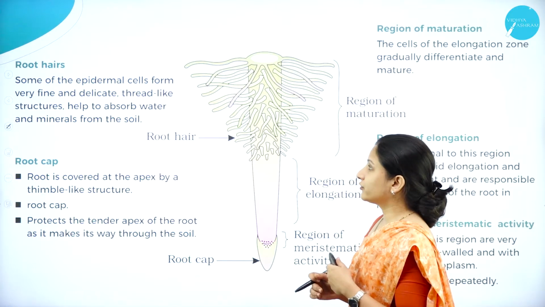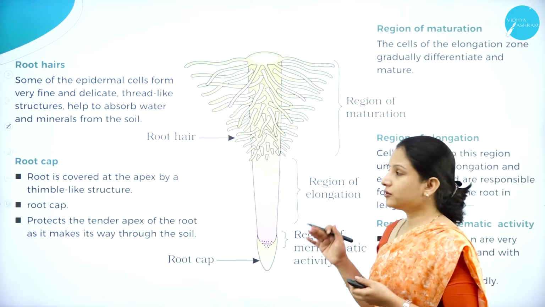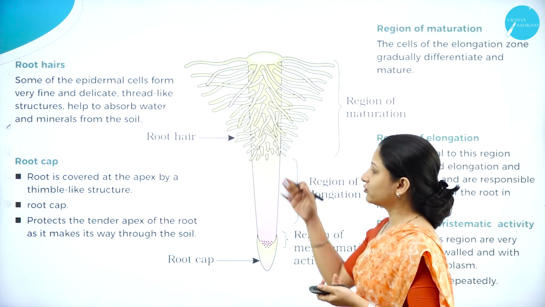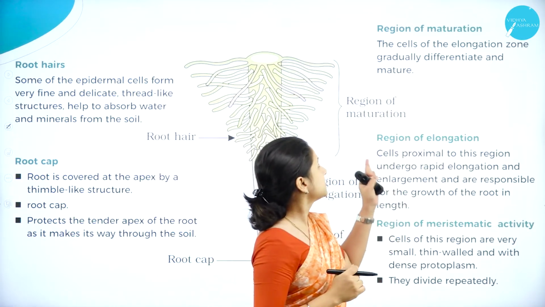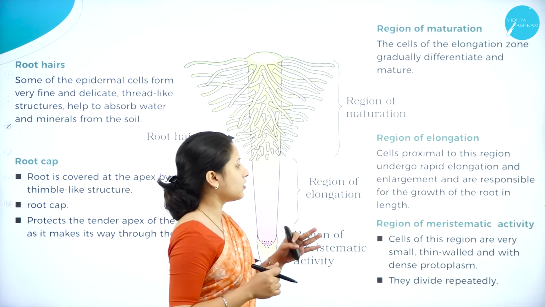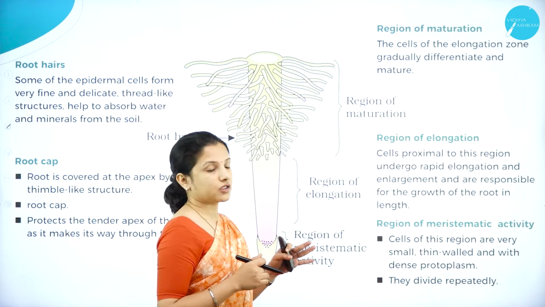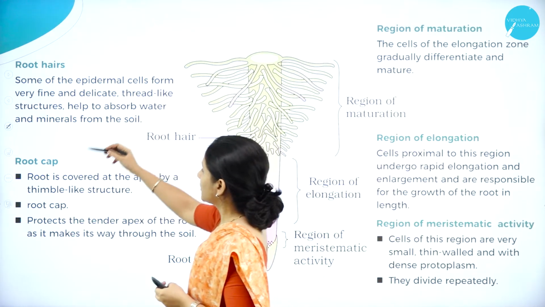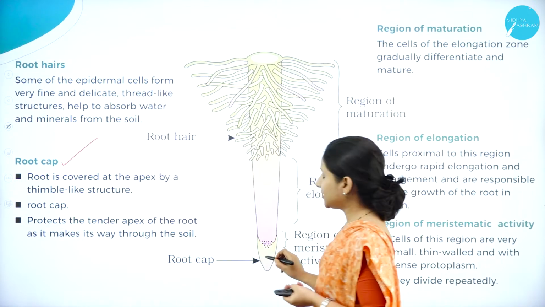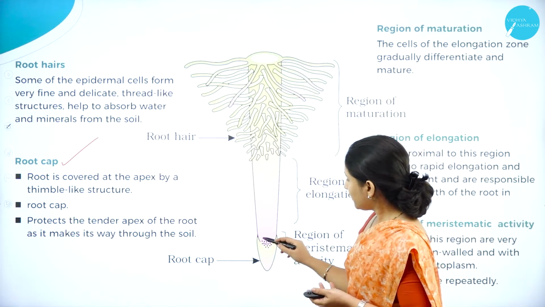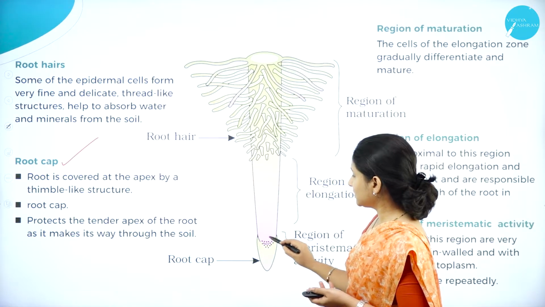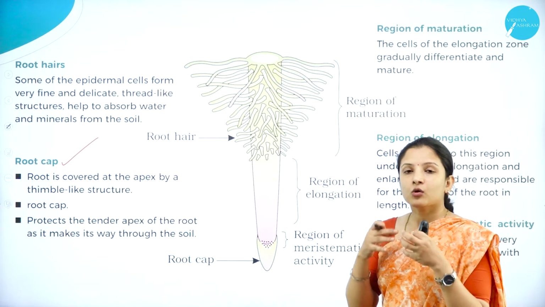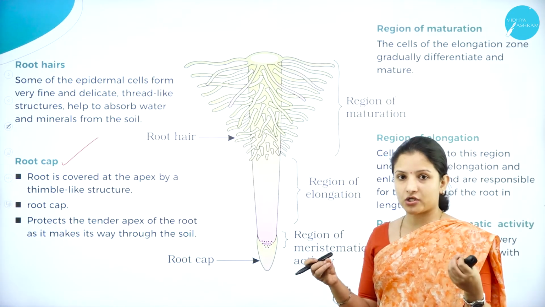So next, moving on to the different structures of the root. When we talk about the structure of the root, there are different structures called the root hairs, the root cap, then the region of maturation, the region of elongation, and the region of meristematic activity. We shall study about them one by one. I'll start with the root cap. The root cap is usually present at the tip of the root, and it protects the meristematic cells that are there. Meristematic cells are the ones which actively divide, and these are the cells which result in elongation of the root.